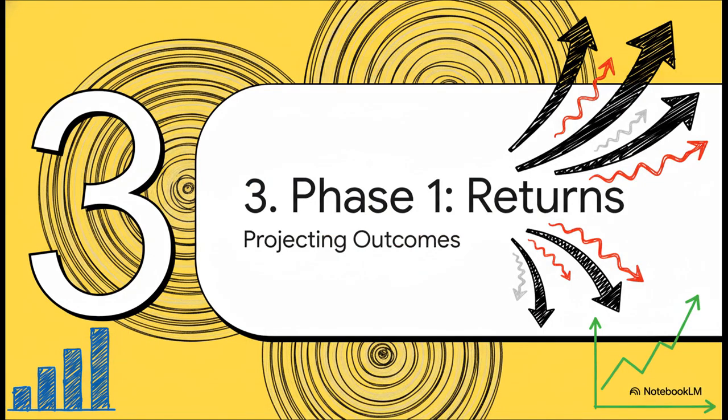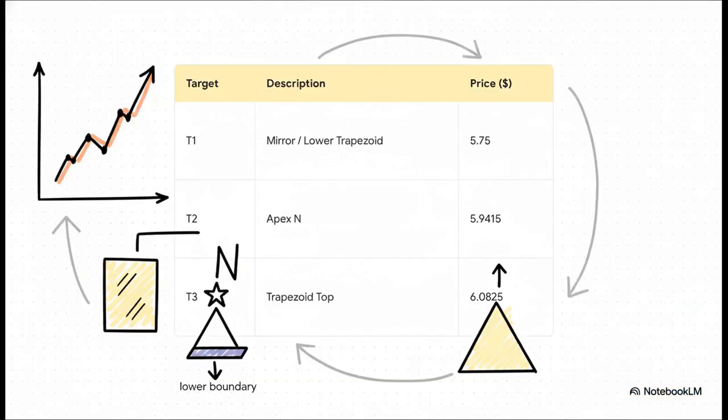Okay, so with the entry and risk parameters laid out, let's review the potential return scenarios. These were all projected from that initial phase 1 setup. The model defines a clear progression of 3 different price targets. Target 1, or T1, is set at the mirror, or the lower trapezoid boundary. T2 is at a point called apex N, and the final target, T3, is right at the trapezoid top.